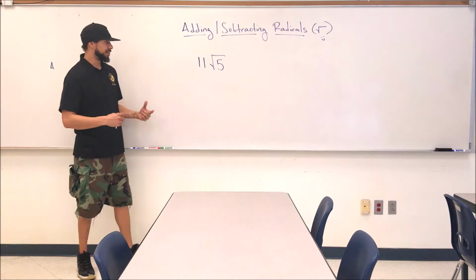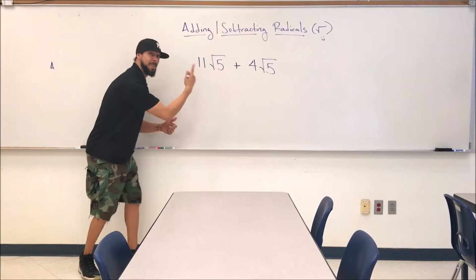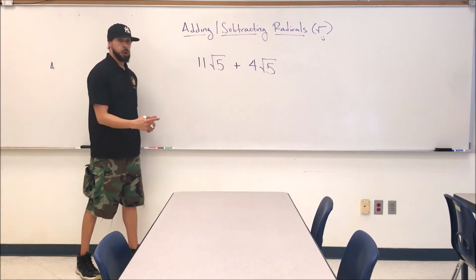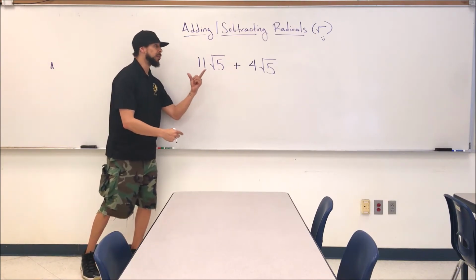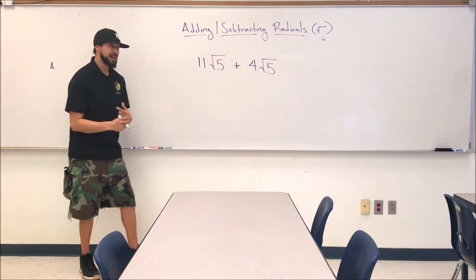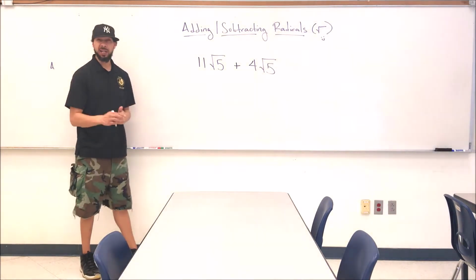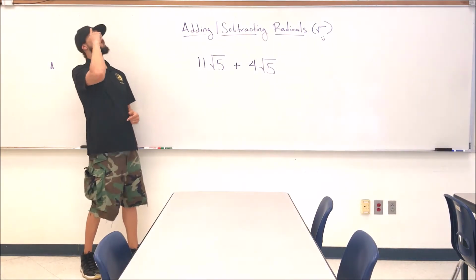All right. Now, to these 11 square root of 5s, I want to add some square root of 5s. Let's do that. All right. So we're going to take these 11 square root of 5s and we're going to add 4 square root of 5s to it. So what we're really combining are just these coefficients in front of the square root of 5s. Think combining like terms. Imagine this situation.